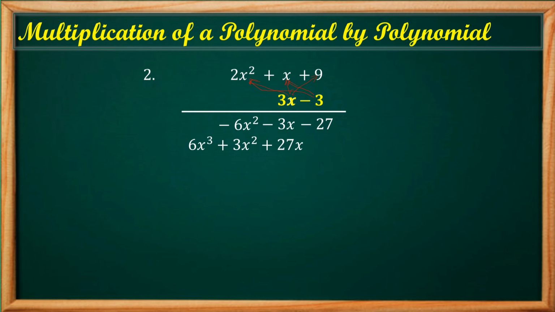Then, after that, anong gagawin? Add. Okay. We will add. Bring down negative 27. Negative 3 plus 27, that is positive 24x. Then, negative 6 plus positive 3, that is negative 3, then x squared. Then, bring down 6x cubed. Therefore, 2x squared plus x plus 9 times 3x minus 3, the answer is 6x cubed minus 3x squared plus 24x minus 27. Okay, yun siya ang sagot.